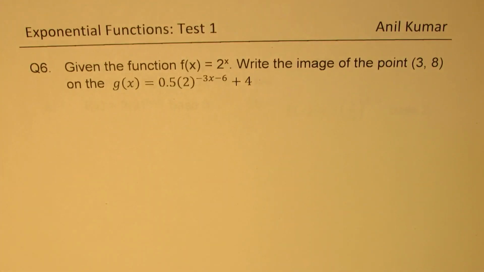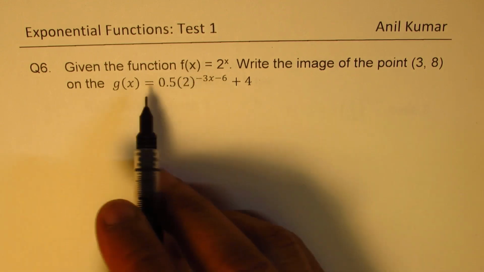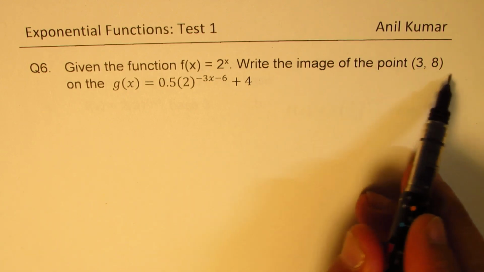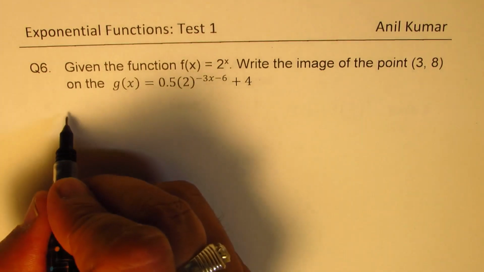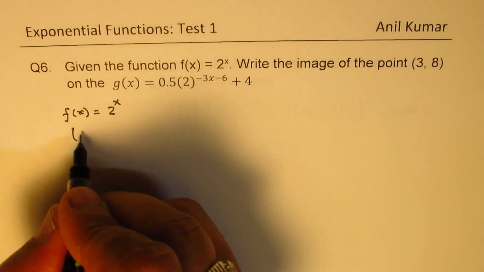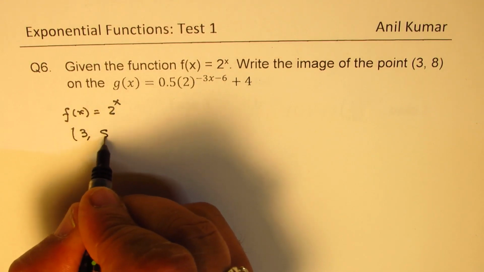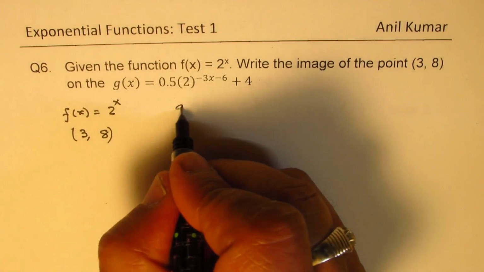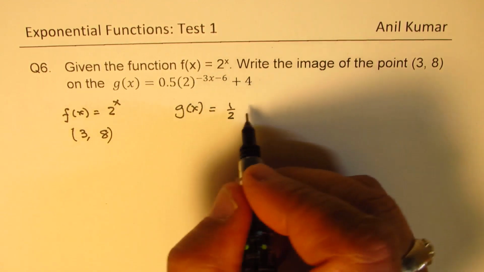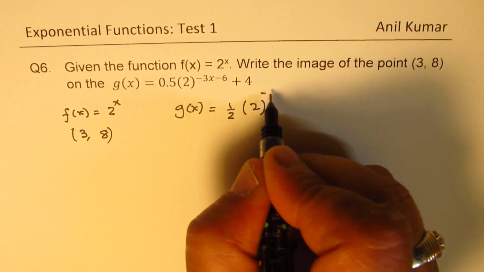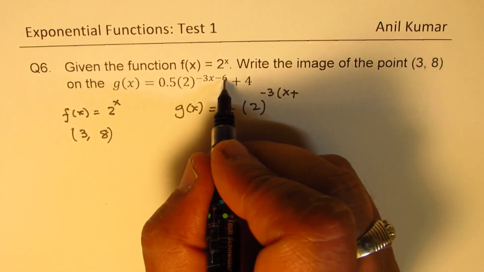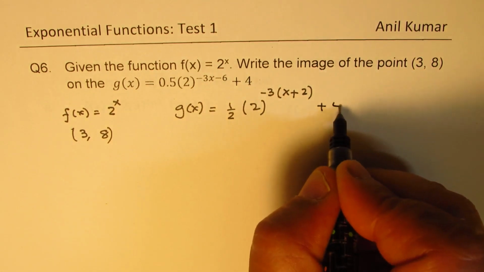Now let's take the next question, which is question number 6. Given the function f of x equals 2 to the power of x, write the image of the point 3, 8 on the given function. So we are given the function f of x equals 2 to the power of x, and the point here is 3. So if I write 2 to the power 3, I do get 8. The other one, g of x, is given to us as 0.5, means half, times 2 to the power of minus, I'll factor out 3, but minus 3 this time. So I get x plus 6 divided by 3 as x plus 2, plus 4, correct?